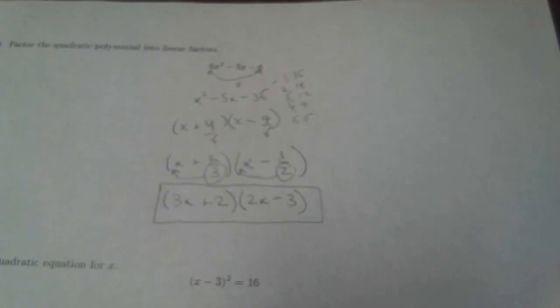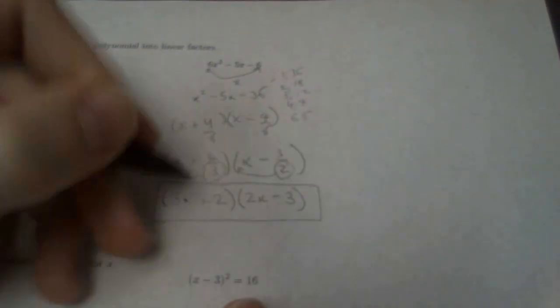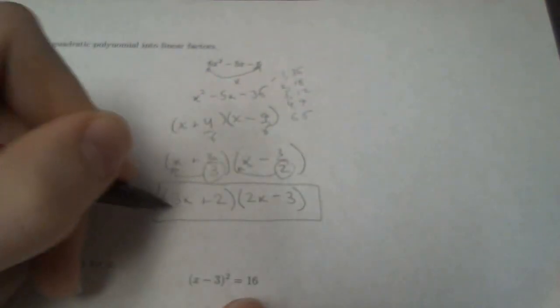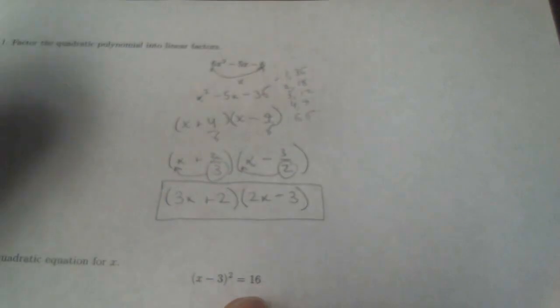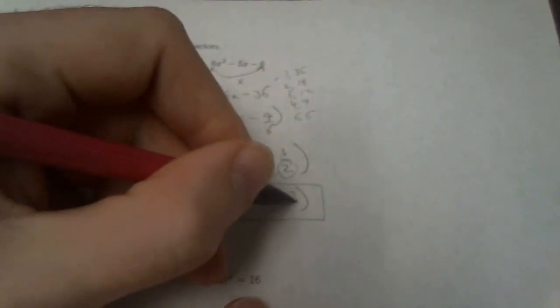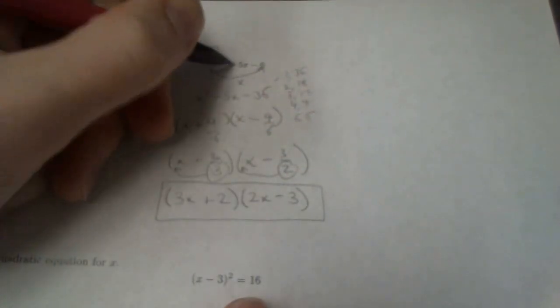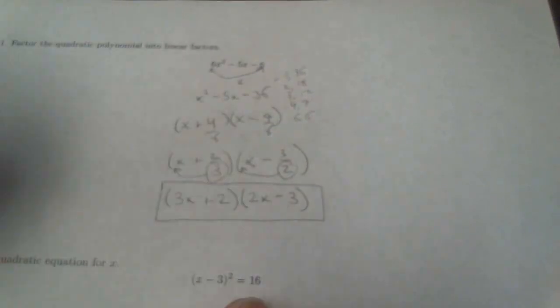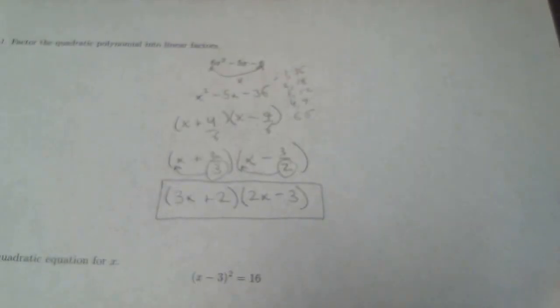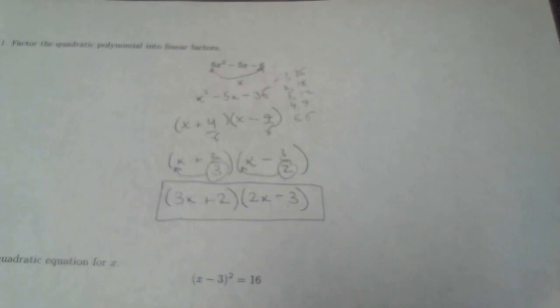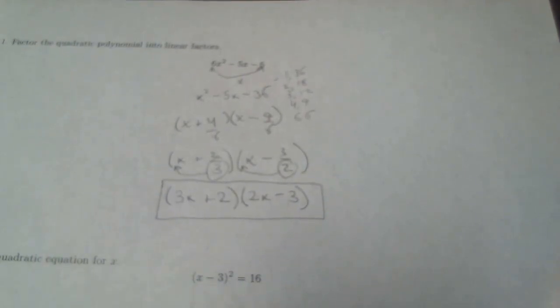And if you're curious as to whether you have the right answer or not, these are ones that are pretty convenient to check. You can just expand this out. So you end up with 3x times 2x, which gives us 6x squared. And we have minus 9x plus 4x, that's going to give me negative 5x. And then we have negative 6. So this is the factored form of the quadratic expression.